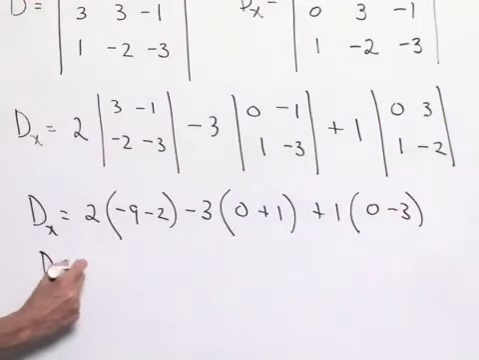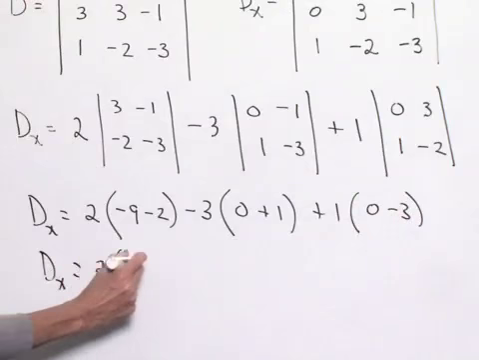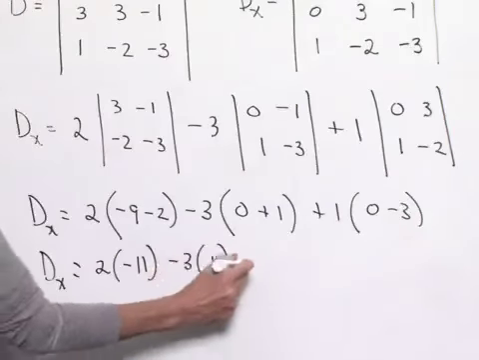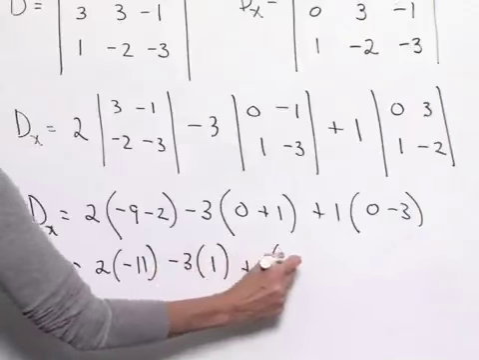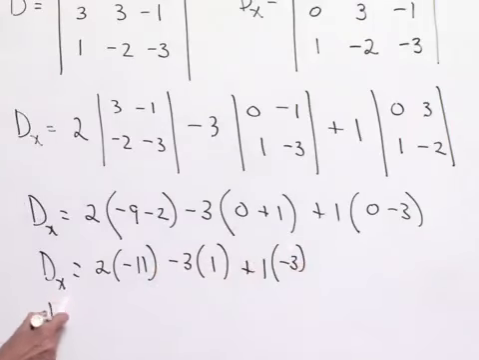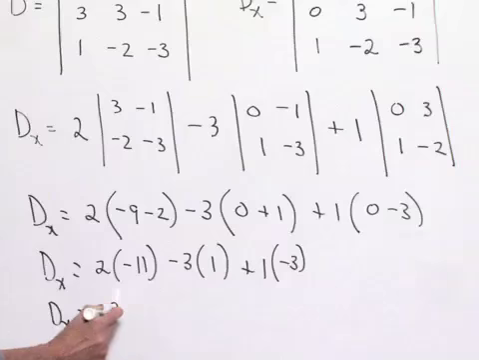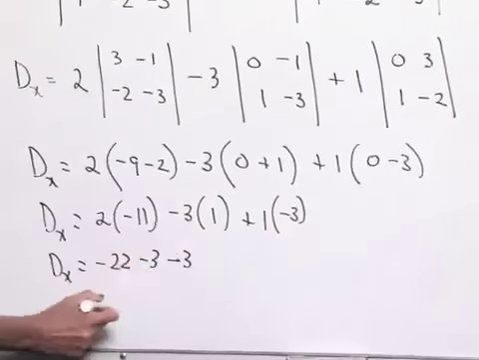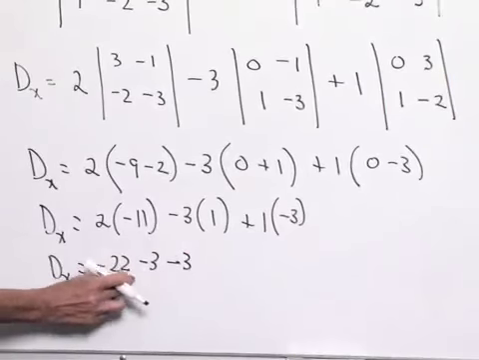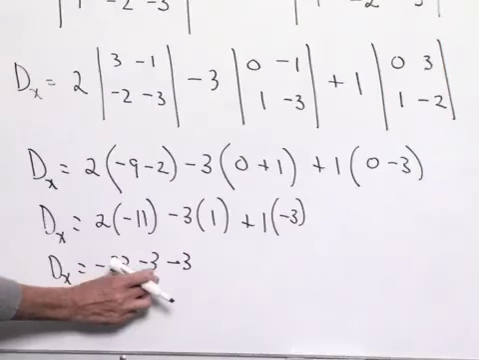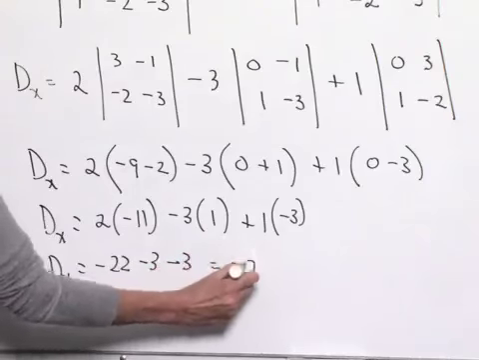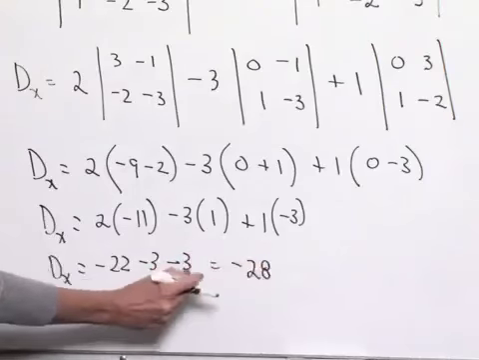D sub x then equals 2 times negative 11 minus 3 times 1 plus 1 times negative 3. D sub x equals negative 22 minus 3 minus 3. That's going to be negative 22 minus 3, which is negative 25, minus another 3, which is going to give us a value of negative 28 for our d sub x.